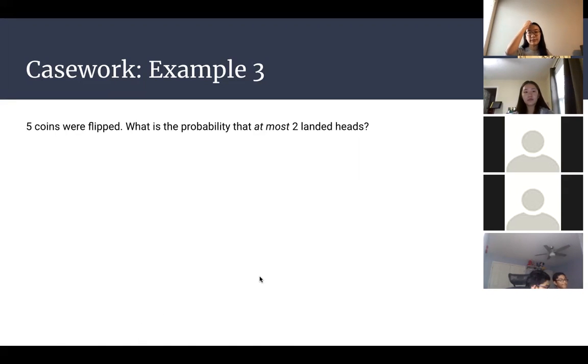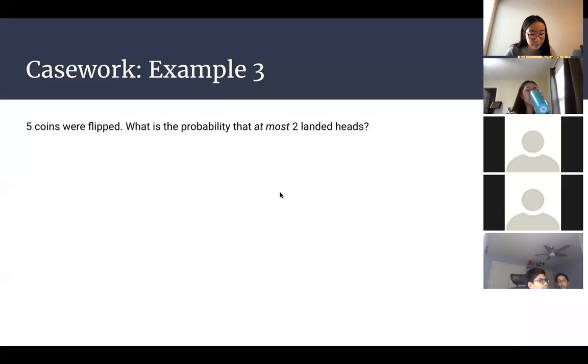Okay, so example 3, 5 coins are flipped. What is the probability that at most 2 landed heads? So there's going to be 3 cases here. Go ahead and name all the cases you can think of in the chat that will meet the criteria of at most 2 heads. Yeah, so like Charles said, you can either get 2 heads here, you can get 1 head, or you can get no heads at all.